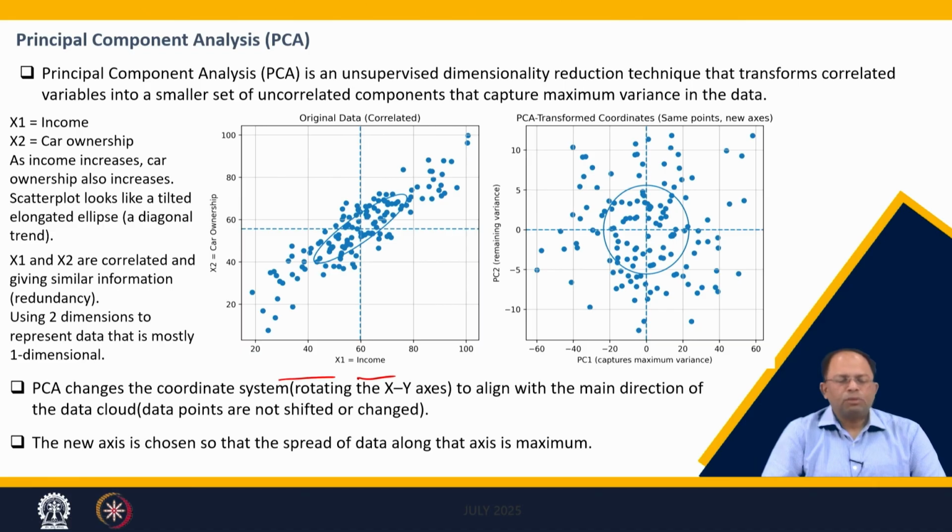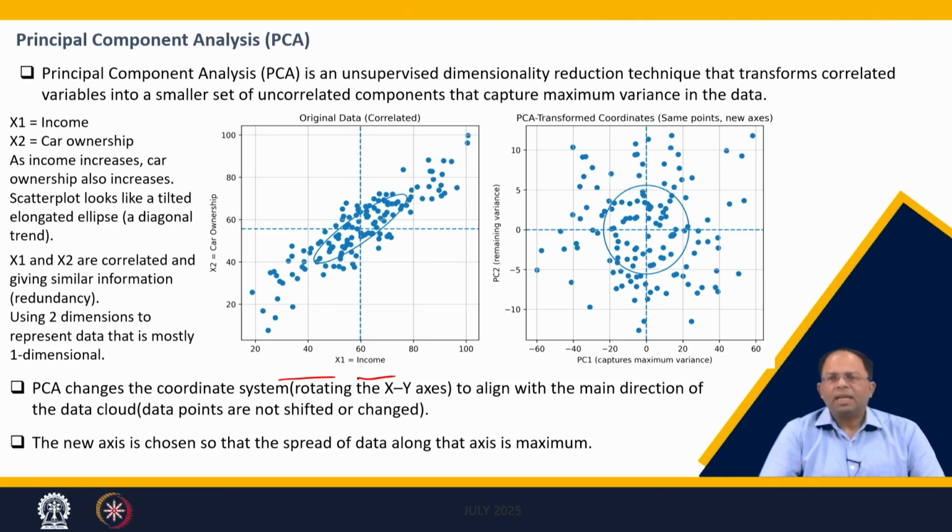Now x1 and x2 are correlated, and both are giving mostly similar information, right? So in this case we are saying that if only I knew one, that would also be equally good. That means I don't require the information from two variables in this case, and that is resulting in redundancy. So we are using 2 dimensions, but actually the data is mostly 1 dimensional. So instead of 2, I can only focus on 1. So this is one way of feature reduction.